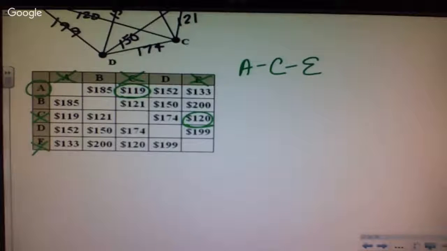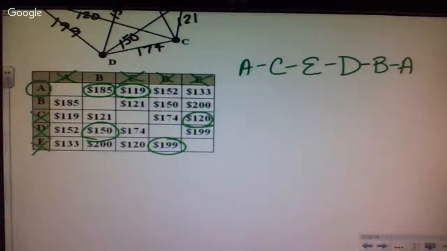Now from E, my options are B and D. D is my next one. I have to touch every place. The only place I haven't gone to is B. So D to B is 150. And from B, I have to go back to A. So A to B is 185.